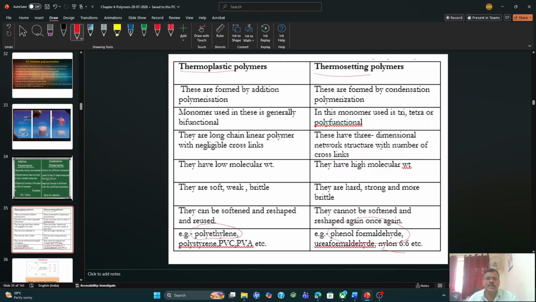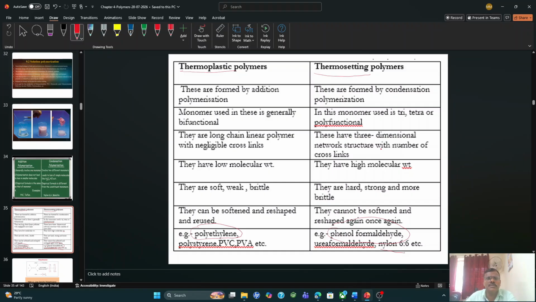During these reactions, there won't be any loss of molecular weight. Here there is a loss of molecular weight because there is a formation of byproduct. There is no formation of byproduct in the other. This reaction is very fast because of the radical mechanism, whereas here it is a slow reaction, a chemical condensation reaction. These are all the common points, and we'll go one by one.